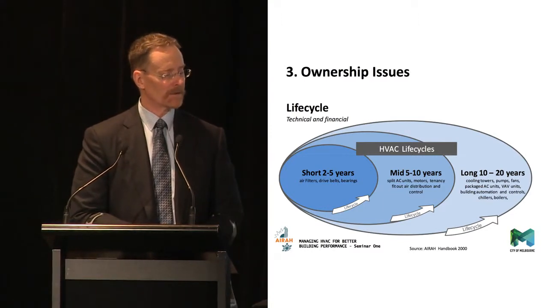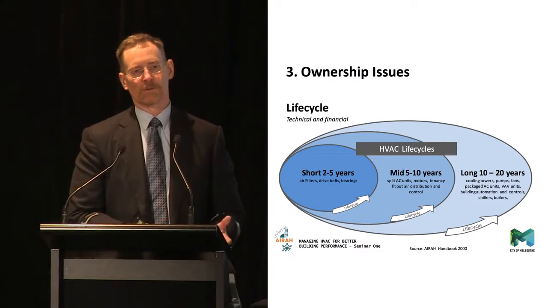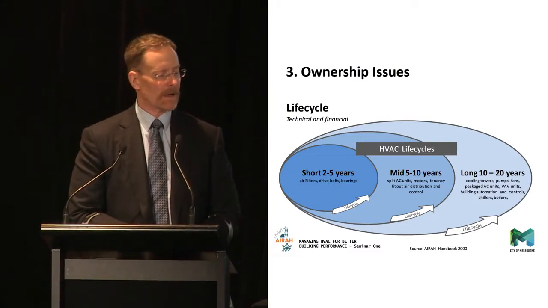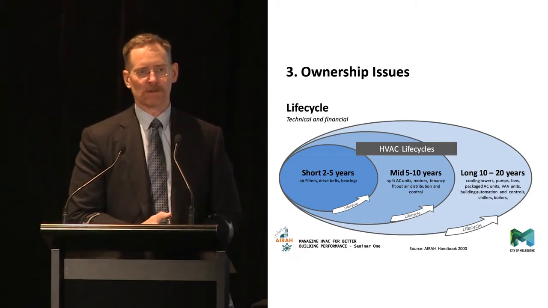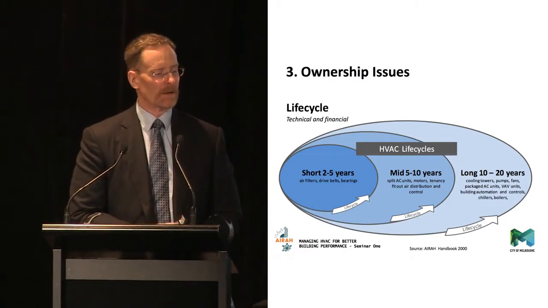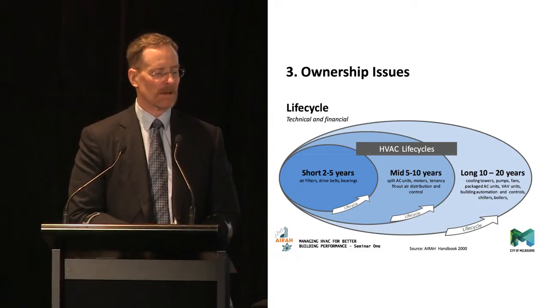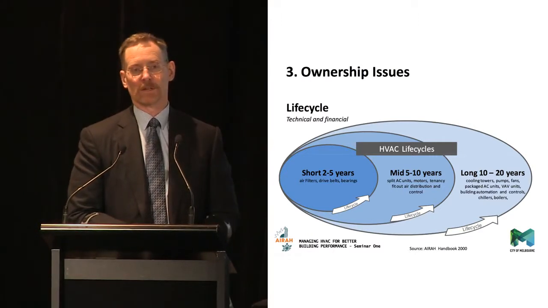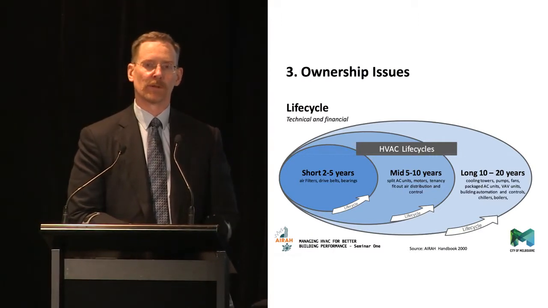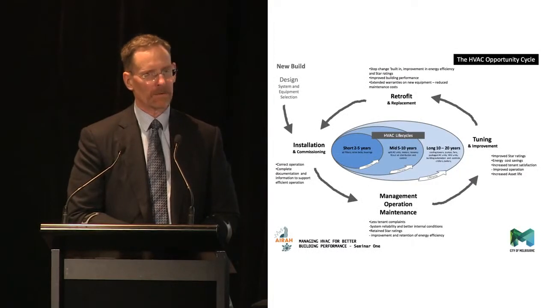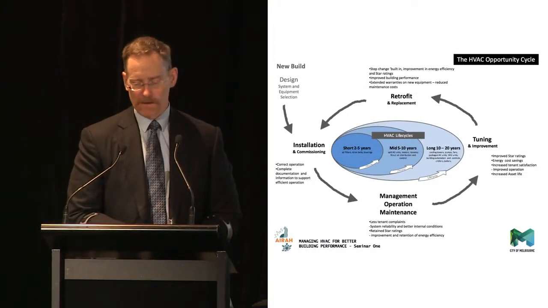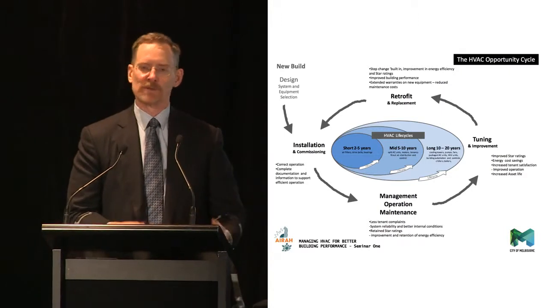So things like air filters, drive belts, bearings, 2-5 years on average. Things like motors, some of the tenancy fit-out air distribution things, VAV boxes and what have you, and the controls, again, around the 10 years. Things like cooling towers, pumps, chillers, boilers, 20 years if well maintained. But they're all different, and we need to understand that when we come to put a commercial framework around these things.